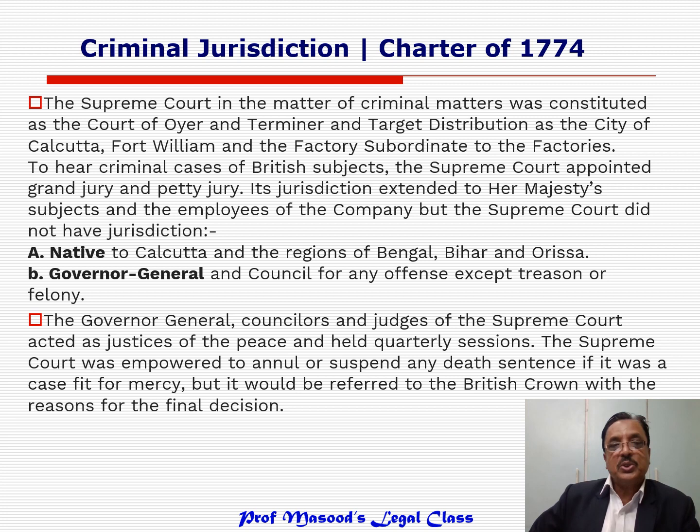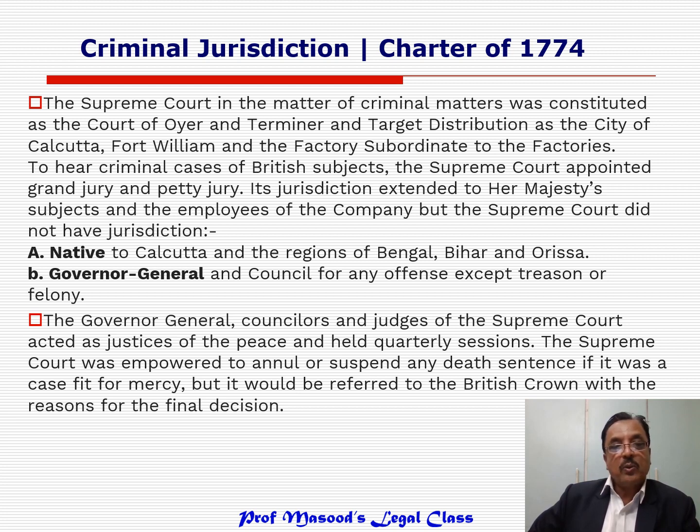Its jurisdiction extended to Her Majesty's subjects and employees of the company, but the Supreme Court did not have jurisdiction over natives of Calcutta and the regions of Bengal, Bihar, and Orissa, nor over the Governor General and Council for any offence except treason or felony. Then the next bullet point: the Governor General, councillors and judges of the Supreme Court acted as justices of the peace and held quarterly sessions.